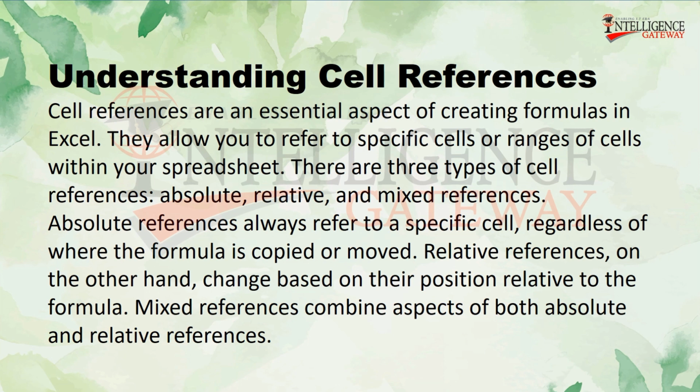Understanding cell references. Cell references are an essential aspect of creating formulas in Excel. They allow you to refer to specific cells or ranges of cells within your spreadsheet. There are 3 types of cell references: absolute, relative, and mixed references. Absolute references always refer to a specific cell, regardless of where the formula is copied or moved. Relative references, on the other hand, change based on their position relative to the formula. Mixed references combine aspects of both absolute and relative references.